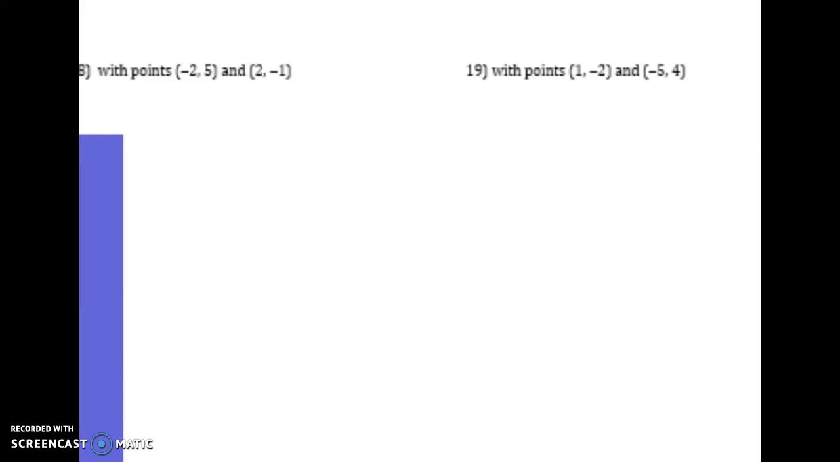Okay guys, welcome back. Let me just show you the last two problems that we have. 18, we have points (-2, 5) and (2, -1). So in this case, we don't have any points that are the y-intercept. So we're actually going to start by calculating the slope.